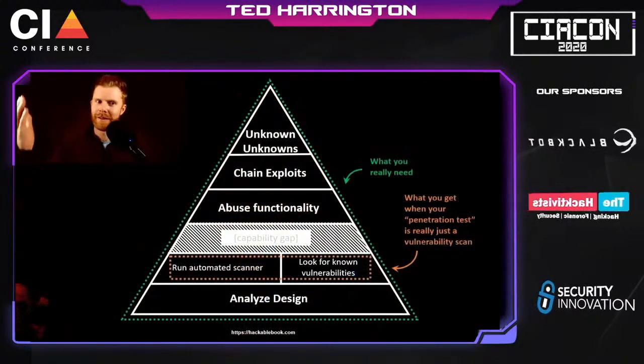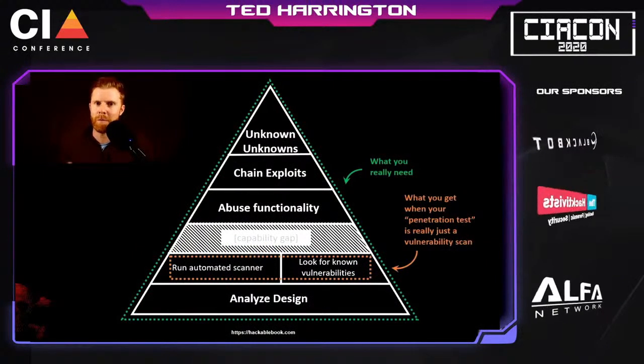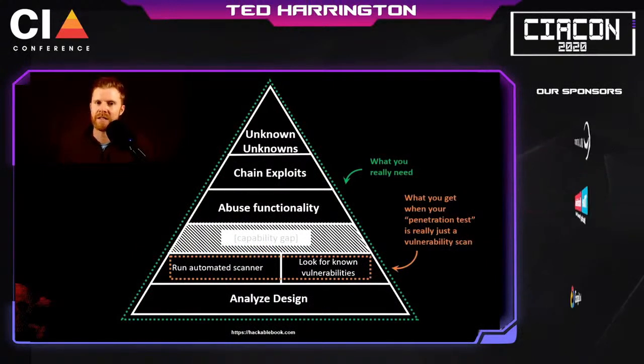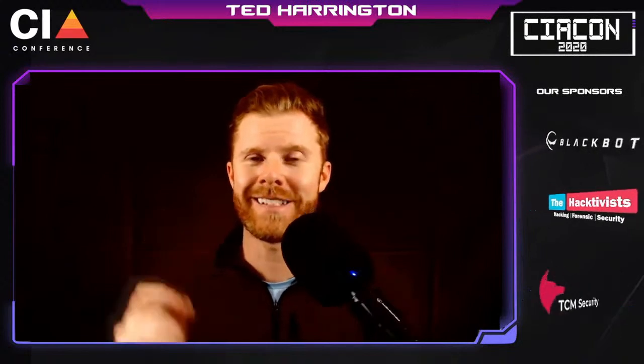So to recap, we start with analyze, design, run scanner, look for known vulnerabilities. Those are the basics of the process. We got to make sure that we get past the capability gap, get to the other side. That's where we then abuse functionality, chain exploits, and seek the unknown unknowns. And you really want to do all of it. That's the important part here, is that if you are striving to build secure solutions, you really need to do it all. Yet, most security today falls woefully short of delivering that.